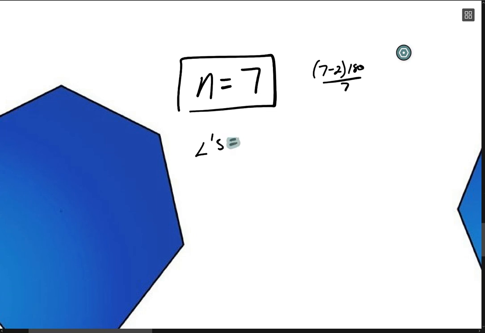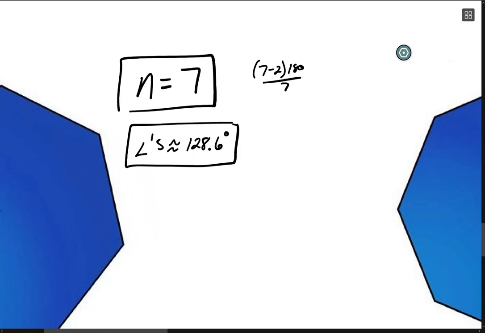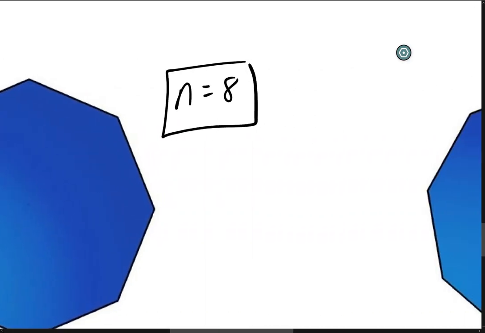It's approximate, isn't it? Is that what everybody else got? That's what I got, yeah. Okay, what about when n is 8?